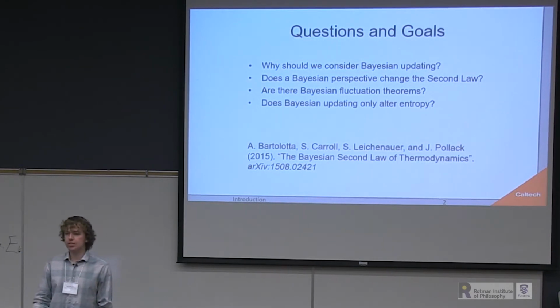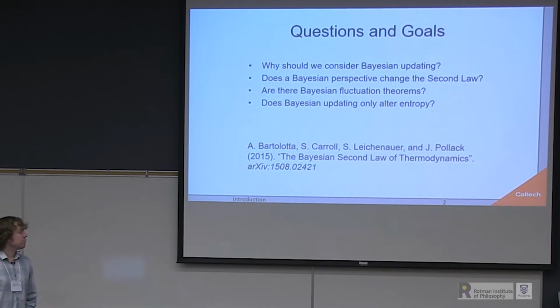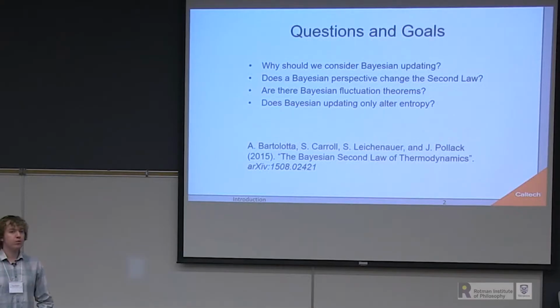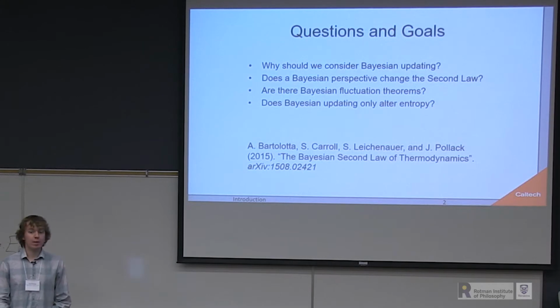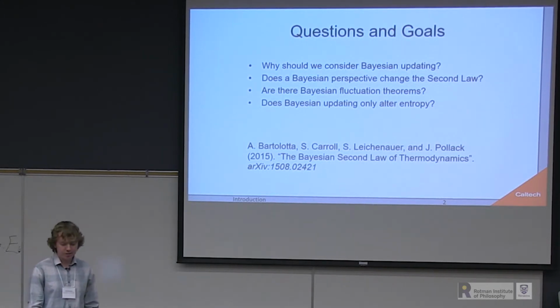Is there any new insight? Does it change how we think about the monotonicity of entropy increasing? And sort of coming from this perspective of non-equilibrium fluctuation theorems, does this Bayesianism give us a new class of fluctuation theorems or tell us anything new about the fluctuation theorems themselves? And can we apply this to things other than just, say, the entropy?